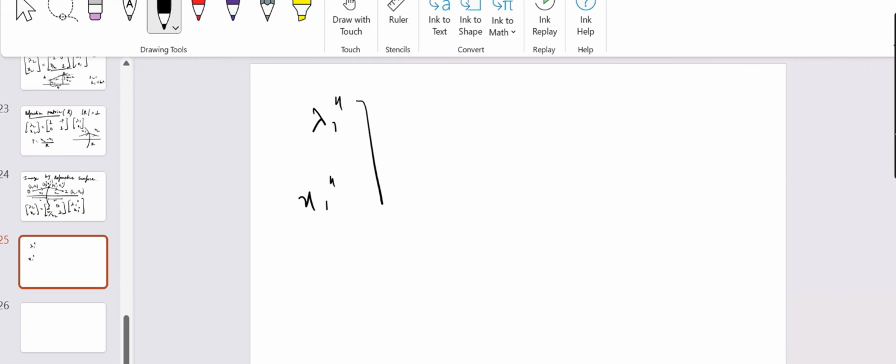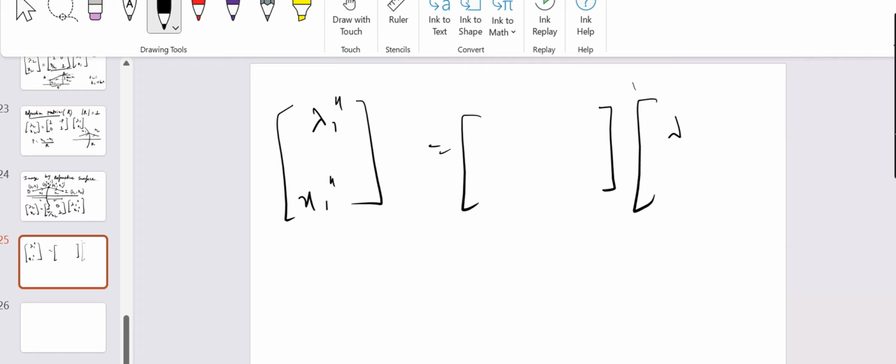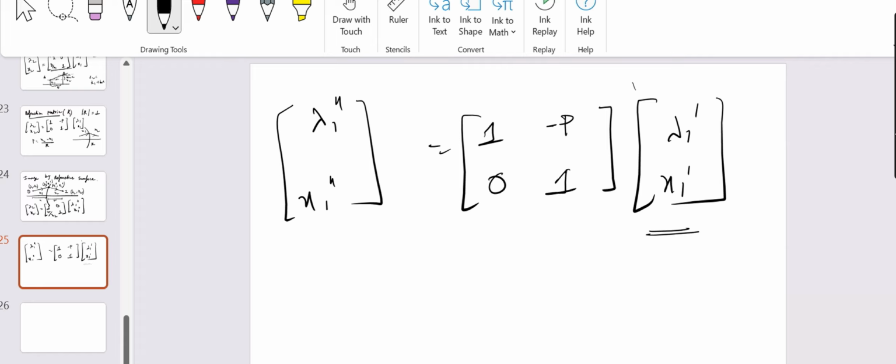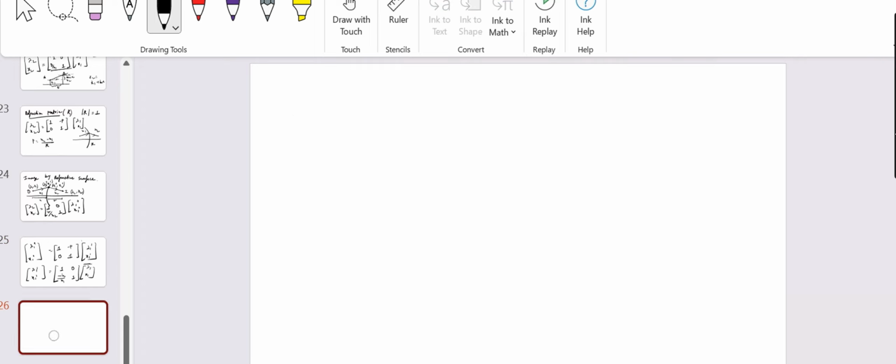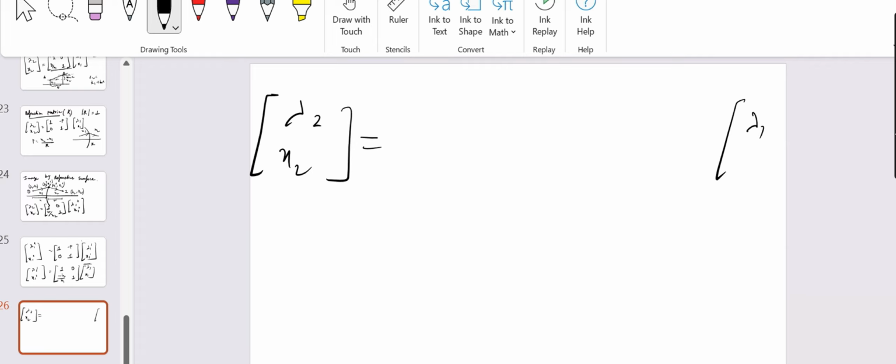So lambda 1 dash dash and x1 dash dash are directly related to lambda 1 dash x1 dash, and their refraction happening. So we need to write a refraction matrix. Again, we don't know what lambda 1 dash and x1 dash are. So basically for that we need a translation matrix, and that matrix is minus u by n1 here, and this lambda 1 x1.